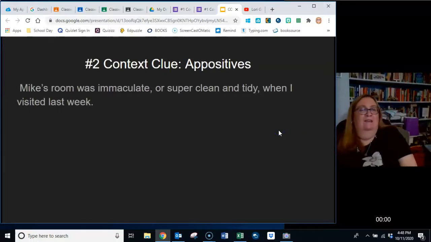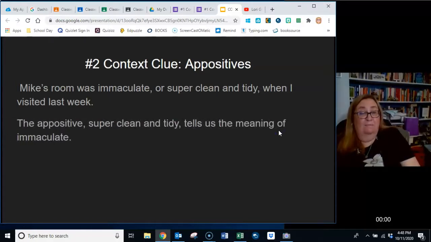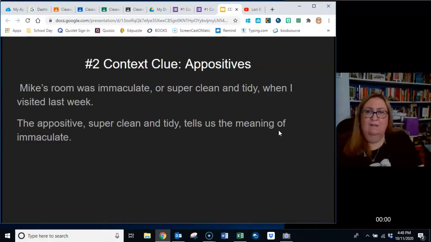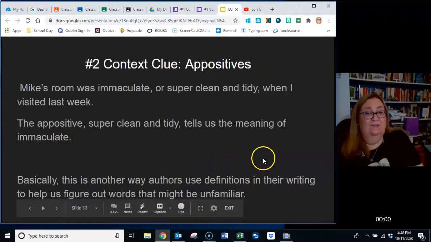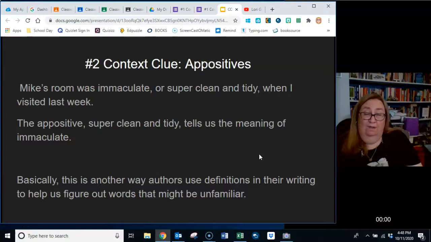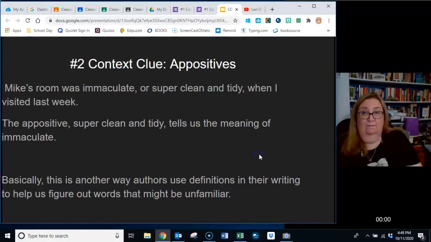Mike's room was immaculate, or super clean and tidy, when I visited last week. The appositive, super clean and tidy, tells us the meaning of immaculate. I know that you're at home right now going, of course, my room is also immaculate, right? Basically, this is just another way that authors use definitions in their writing to help us figure out words that might be unfamiliar. It's super nice of them to do that for us.